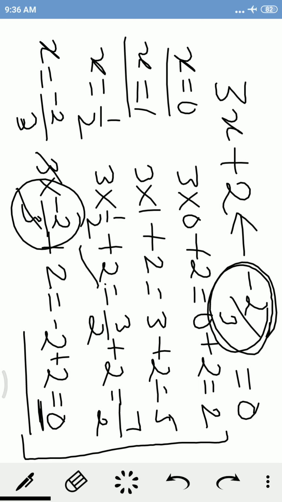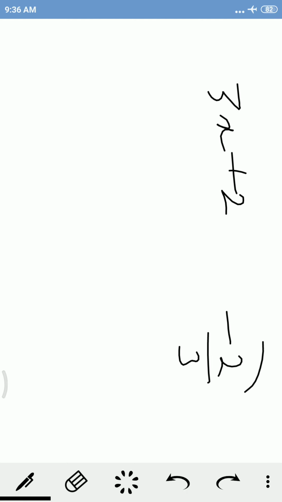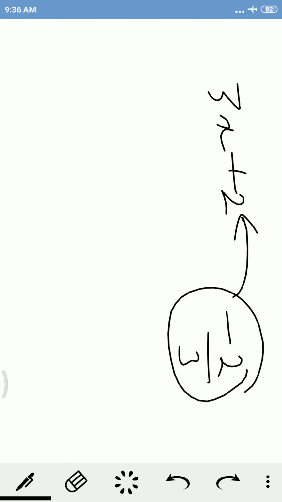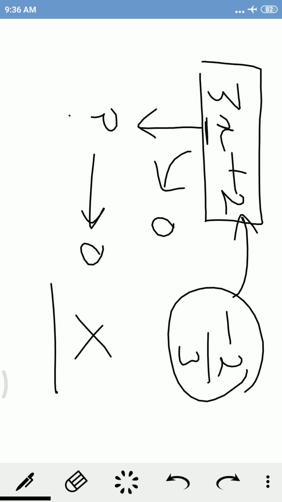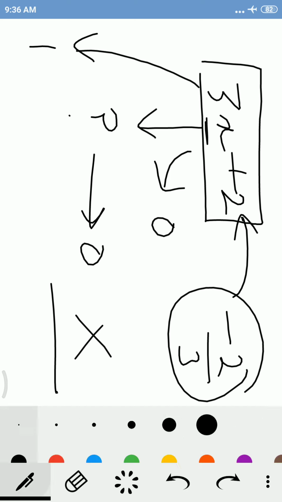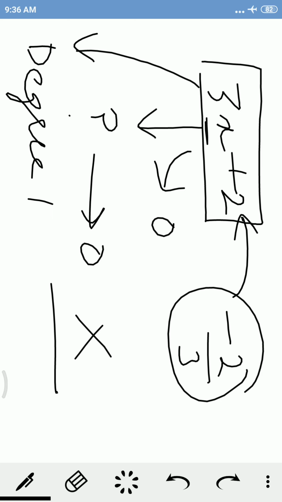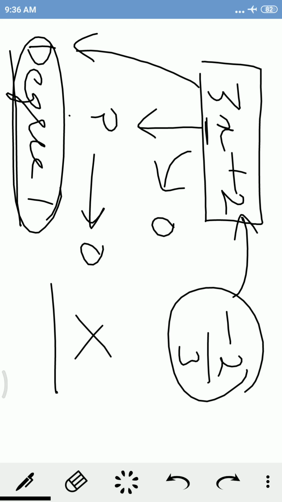Here it's 3x plus 2 and its zero is minus 2 upon 3. It means by putting minus 2 upon 3 we get 0. But can we put any other value for x so that we get 0? No, there is no other value. Why? Because it's a linear polynomial, as we discussed in the previous video. Why is it a linear polynomial? Because its degree is 1.